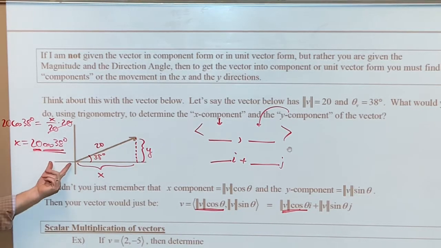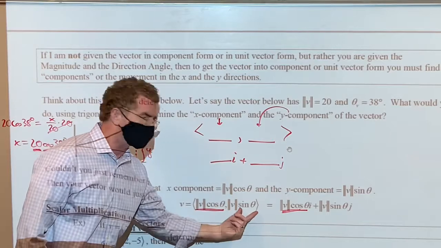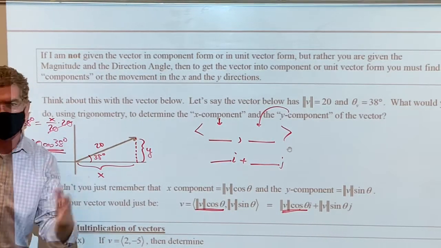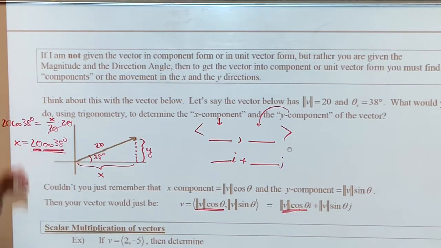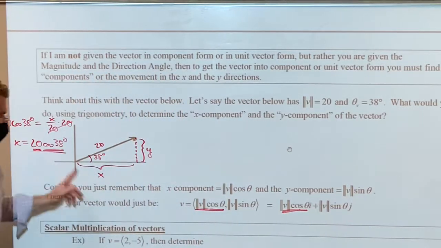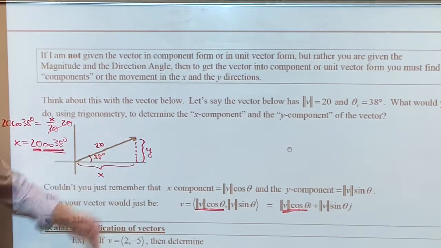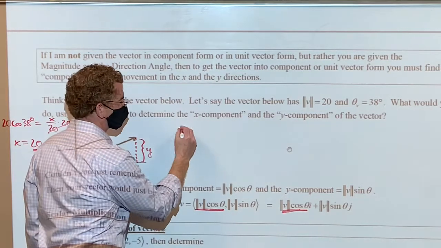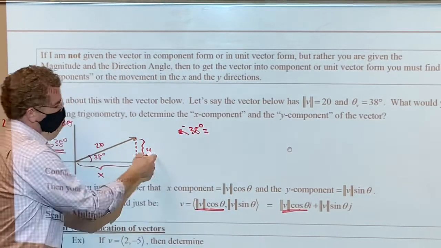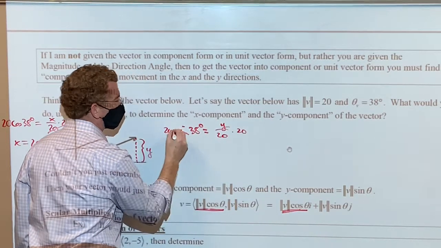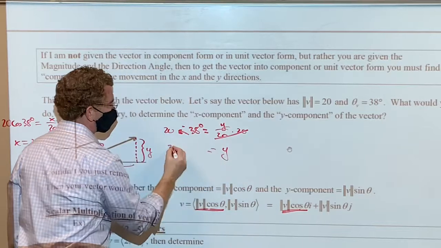X is the cosine of the angle. Y is the sine of the angle. The only difference is my magnitude or length of the movement isn't 1. Sometimes it's 20, sometimes it's 10. So with the same kind of thinking, could we find the y value? Check it out. How would you have found the y value yesterday? You would have said sine of the 38 is opposite over hypotenuse, and you would have multiplied by a 20 and got your y value.